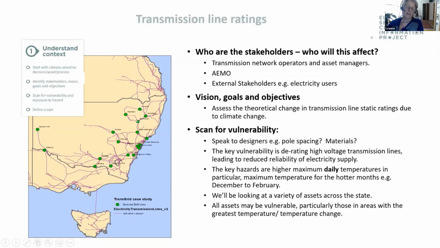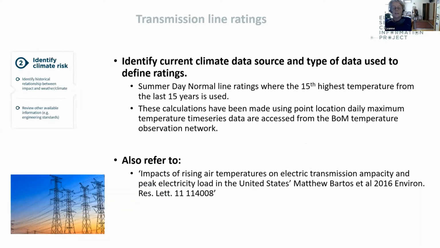So we identified these blue dots, these are the Bureau of Meteorology weather stations. They use data from these weather stations currently to determine their line ratings. Their summer day normal line ratings are determined using the 15th highest temperature from the last 15 years. That's how they determine their line rating, all right? So it's like a 1 in 1 year event. So it's not really extreme temperatures, like, for example, with what they were looking at with the wind farm, but it's kind of like the hottest day of the year.